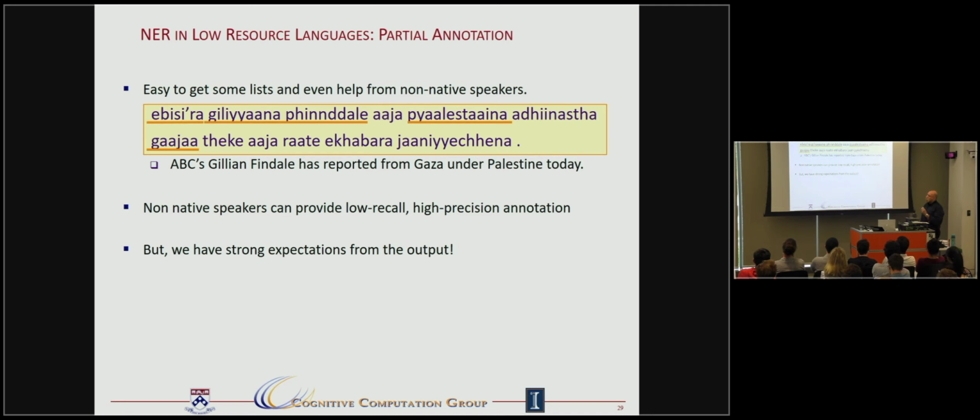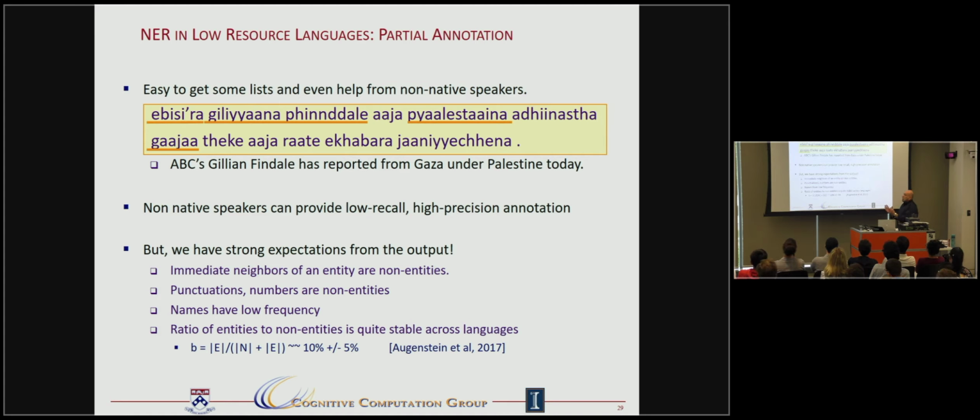And the reason is that we have strong expectation from the output. For example, we know that immediate neighbors of entities are non-entities. We know something about punctuation, numbers, non-entities. We know that names have low frequency. This is some kind of a global expectation that we have. Specifically, it turns out that the ratio of entities to non-entities is quite stable across languages. It's about 10%. So I have these global expectations, and I would argue that these very few sparse signals, along with global expectation, actually limit quite a bit the flexibility they have in annotating the other things.